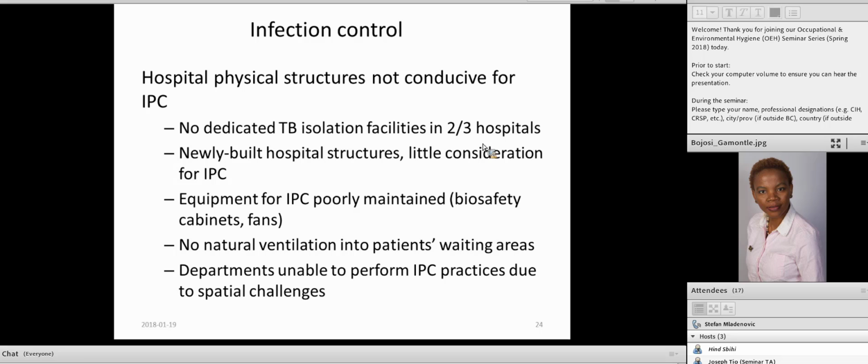So patients all come, there's no way of triaging them. Also, equipment for infection prevention and control is poorly maintained, such as biosafety cabinets and fans. We'll see some of the codes concerning this in the next couple of slides. There's also no natural ventilation in patients' waiting areas, and some of the departments, as much as they wanted to implement some infection control measures, had special challenges, so they couldn't really do much.